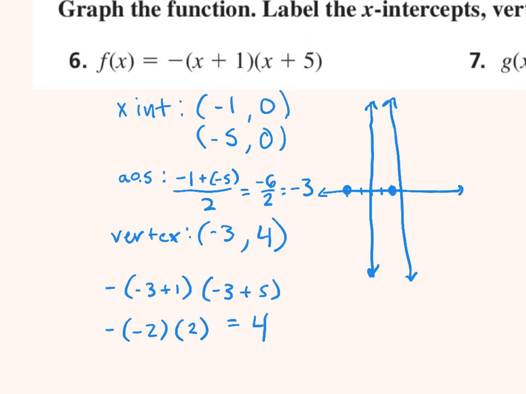So we go to our graph. We go up 4 and to the left 3. So our vertex is going to be right there. And now that we have 3 points on our graph, we just connect all 3 dots.